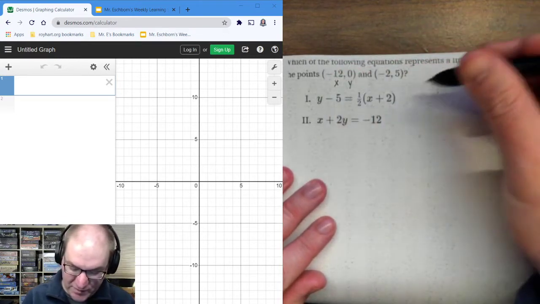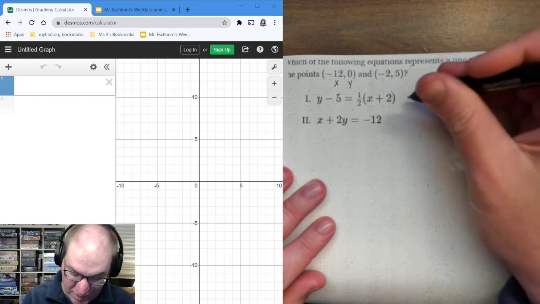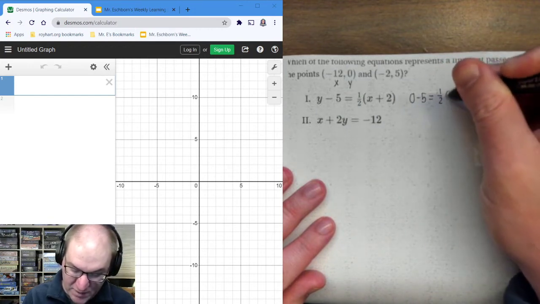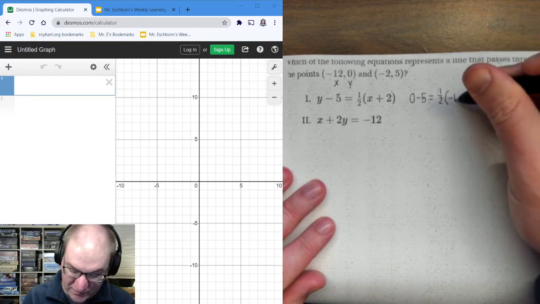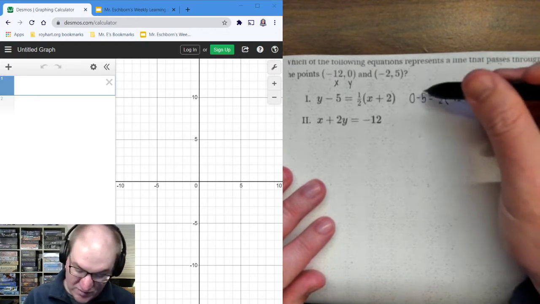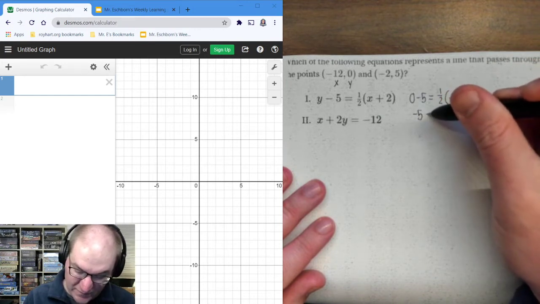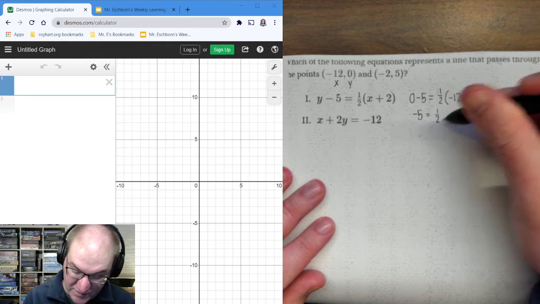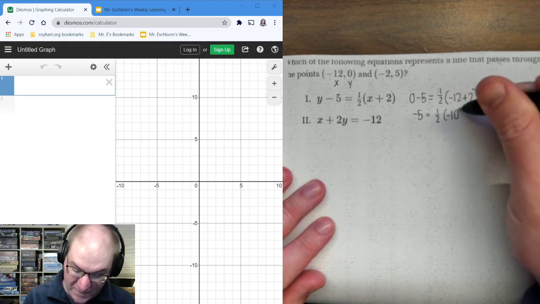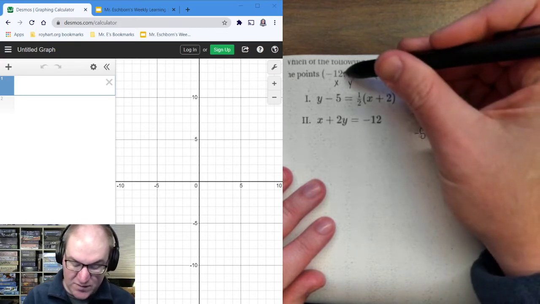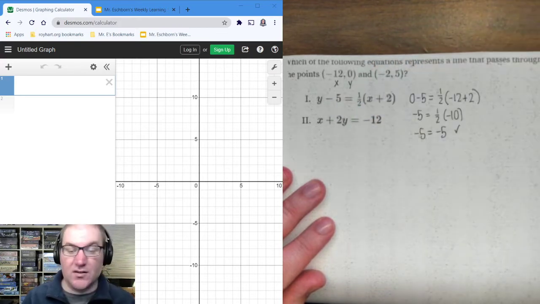I'm going to write this equation, but anytime I see a y, I'm going to put a 0. So 0 minus 5 equals 1/2. Anytime I see an x, I'm going to put in a -12. And then I'm going to simplify this equation. 0 minus 5 is -5. -12 plus 2 is -10, so half of -10. -5 is equal to -5. So this point works in this equation.